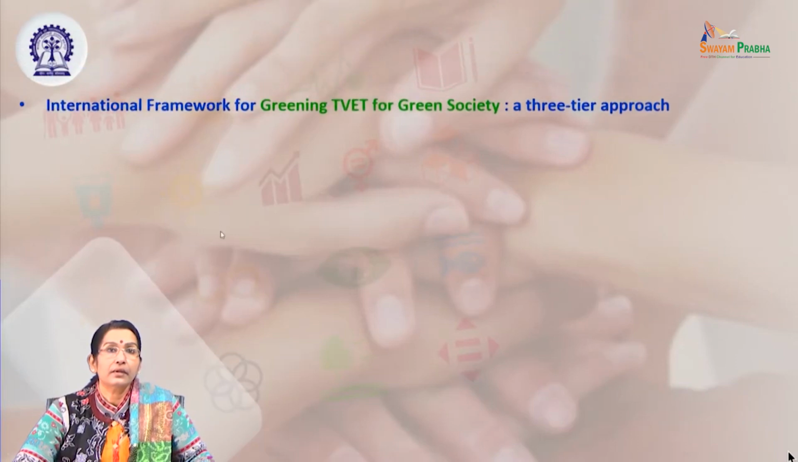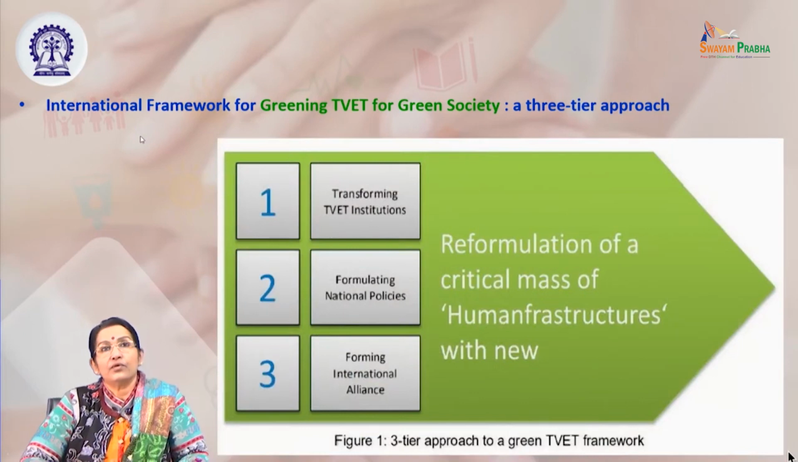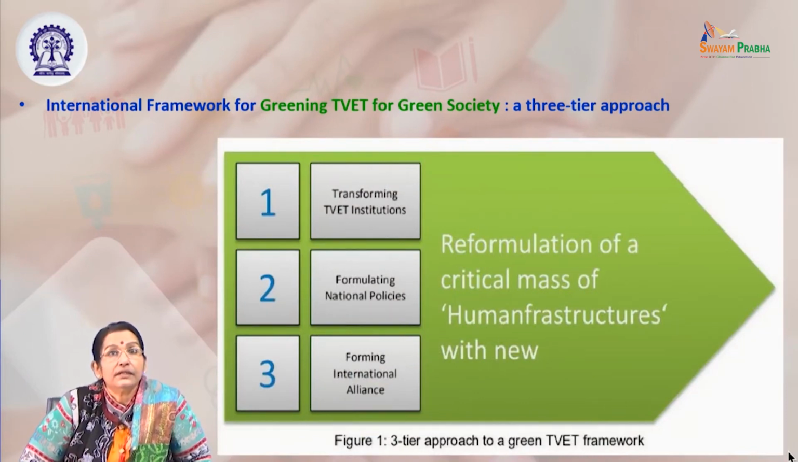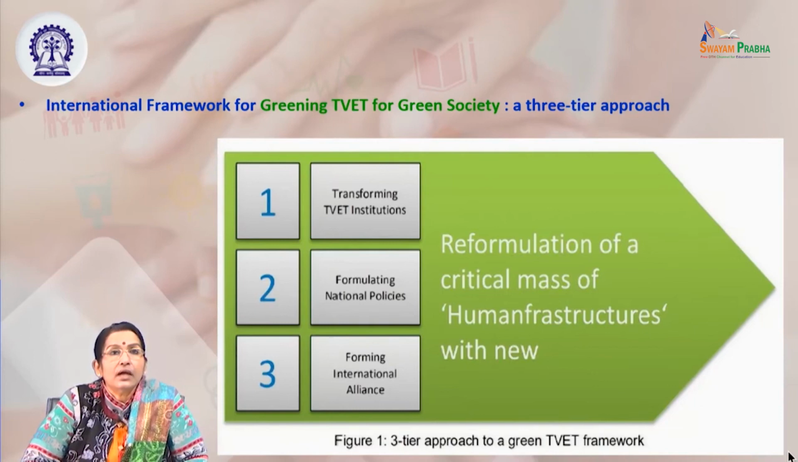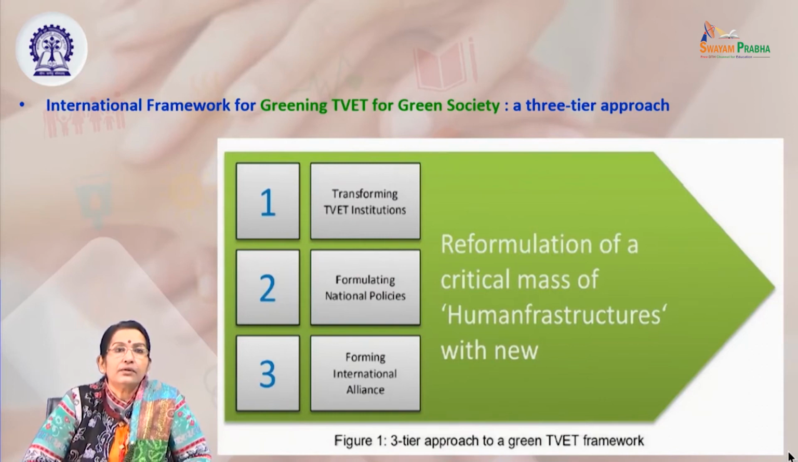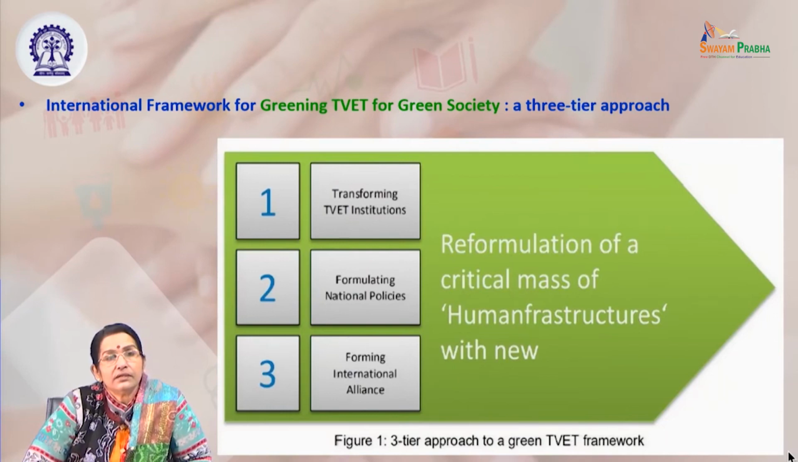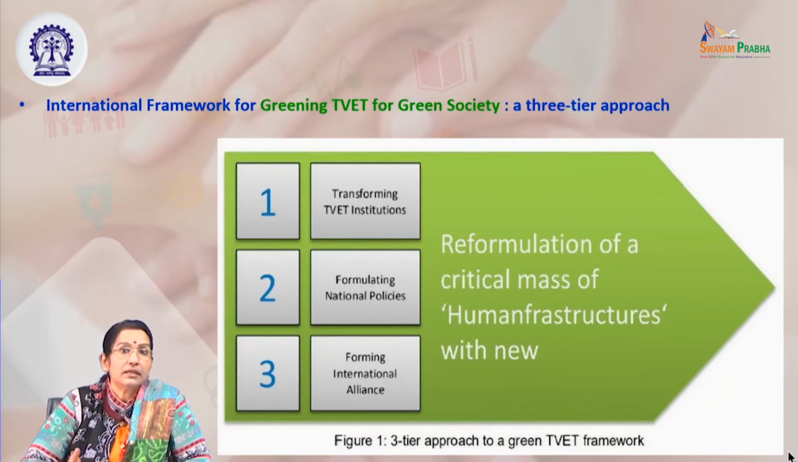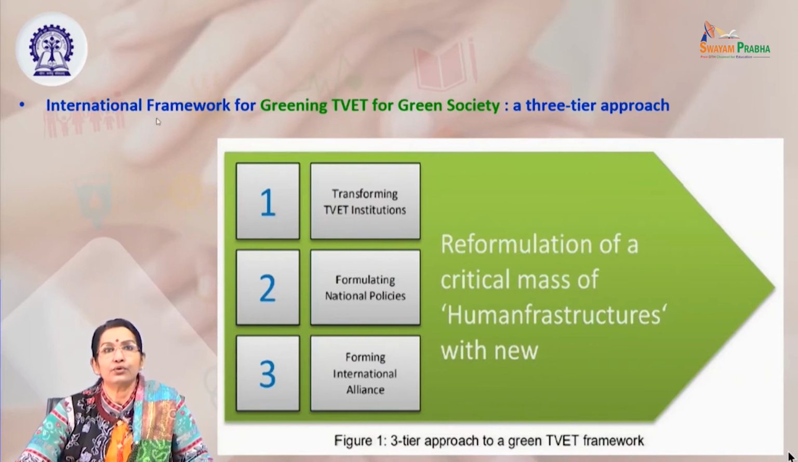Then we have to come to the international framework for greening the TVET and green society, a 3-tier approach. Till now we have discussed the specific national framework for green TVET. Now we will discuss the international framework for green TVET: what is going on at the international, global level for green TVET and for the green society. They have adopted a 3-tier approach.